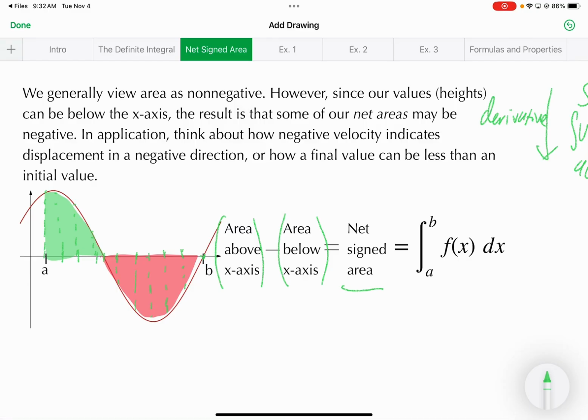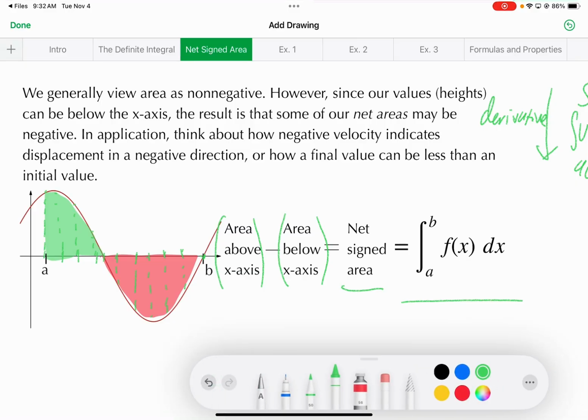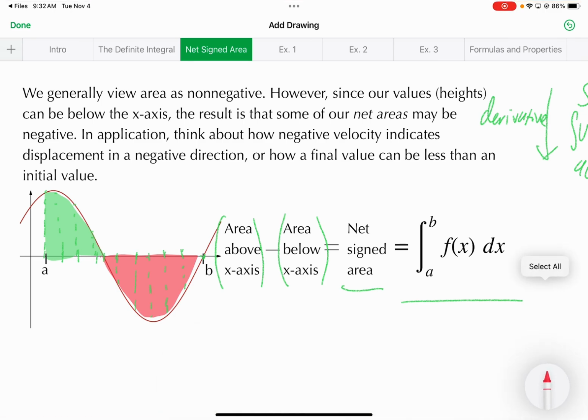Now you'll find that that usually shakes out in such a way that you don't need to be too cognizant of it. But in this section, we're going to look particularly at how to find those areas, okay? And again, net signed area is just represented by the integral from a to b of f of x dx, okay? So when you see that in this section, what that means is, hey, find the area under the curve of that function, okay?